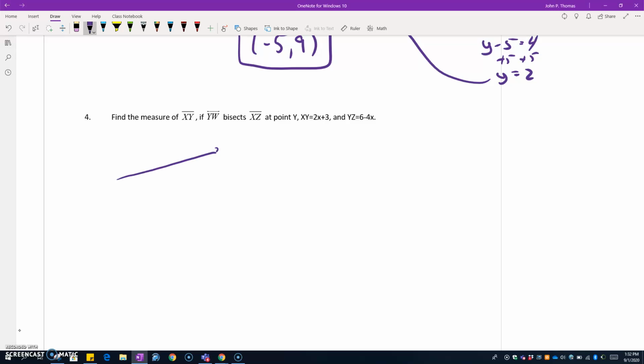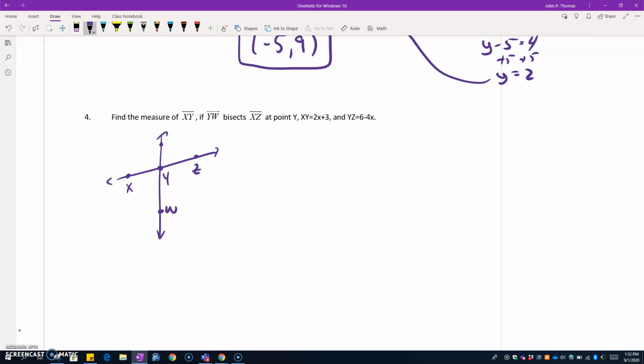I've got XZ here, and we have YW that bisects it. So we'll go ahead and draw something that bisects. And we've got Y and W, and it says it bisects at point Y. So I'm going to go ahead and toss a Y right on the point. I'm going to put a W somewhere else.